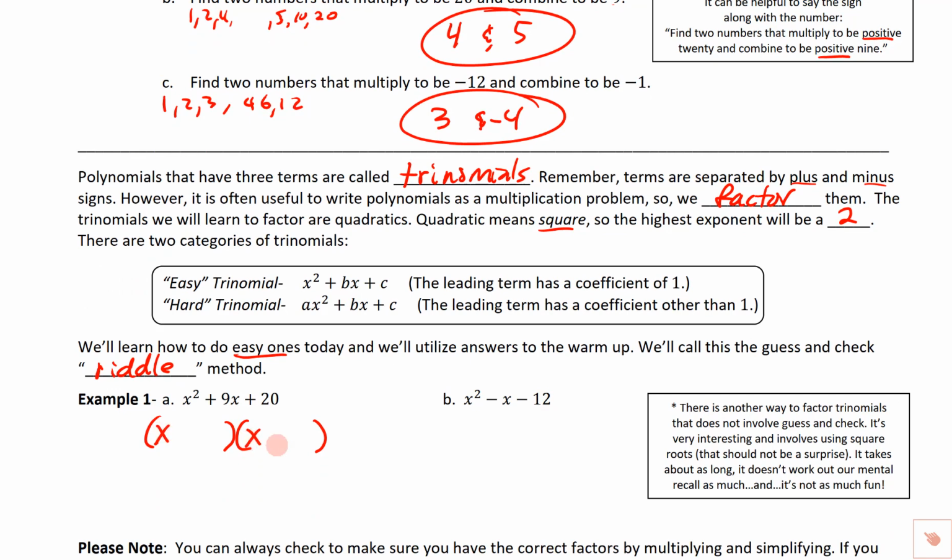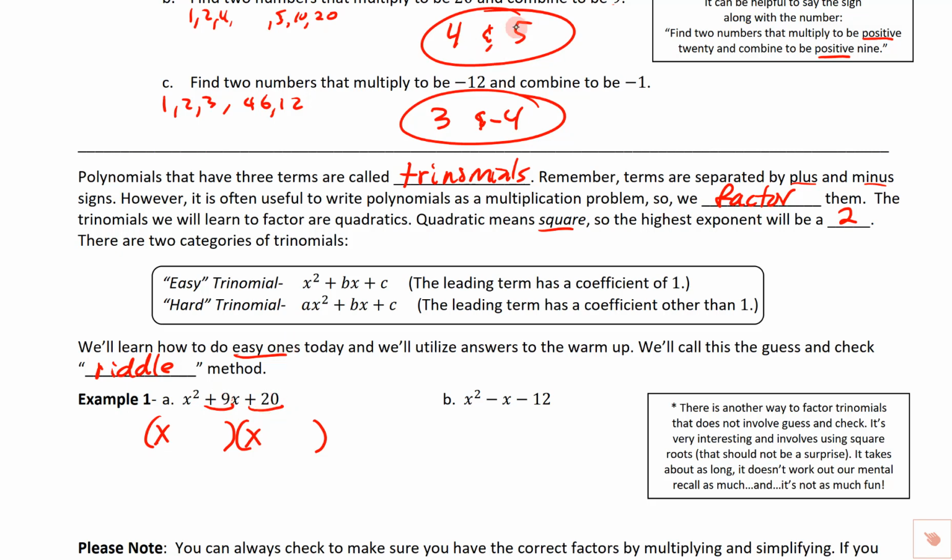And then we ask ourselves a question. We ask ourselves, what 2 numbers, so we've got to have a number right here and a number right here, what 2 numbers would multiply to be this number and combine to be the middle coefficient? Don't worry about the variable. That's going to work out on its own. So we're looking at these 2 numbers. What numbers multiply to be a positive 20 and combine to be a positive 9? So multiply to be this number, combine to be this number right here.